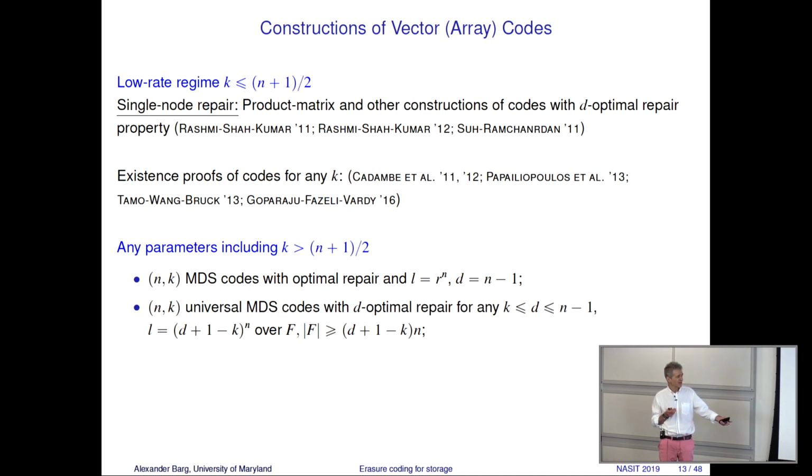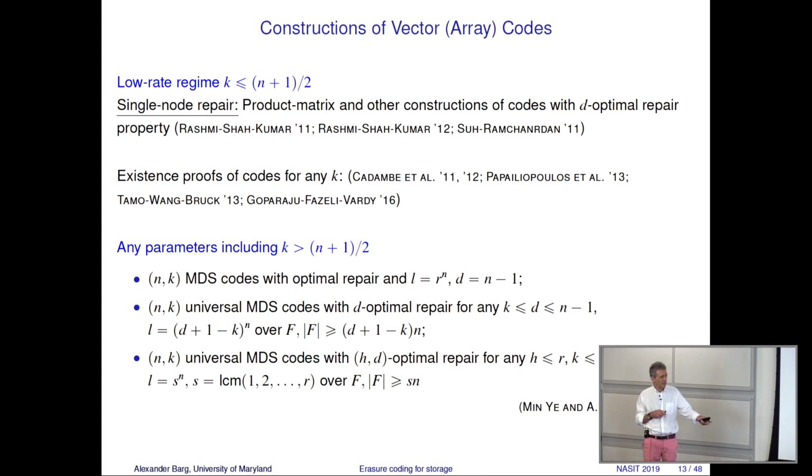And instead of n minus k to the n, the sub-packetization now, l is d plus 1 minus k to the n. I don't know what this means, by the way. What is d? Because this is for any d. No, there's something wrong here. I'm sorry. This should be r to the n. I'm not sure what is happening. This last line is a mistake.